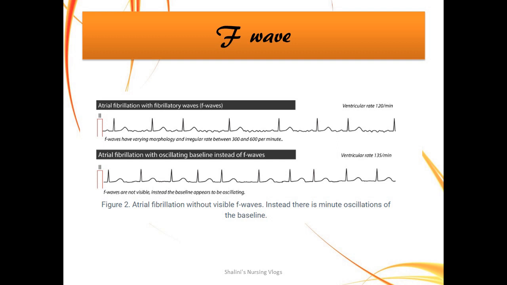Now a little more about atrial fibrillation. There is something called the F wave. The F wave is nothing but the fibrillatory P wave. So either it will fibrillate like this, or there will be a minute oscillation of the baseline. So either of these can happen. You will not be able to clearly elicit how the P wave looks. Either there will be fibrillation, or there will be a minute oscillation of the baseline, keeping in mind that the RR interval will be irregular. So this is the most classic feature which you can pick up in atrial fibrillation.